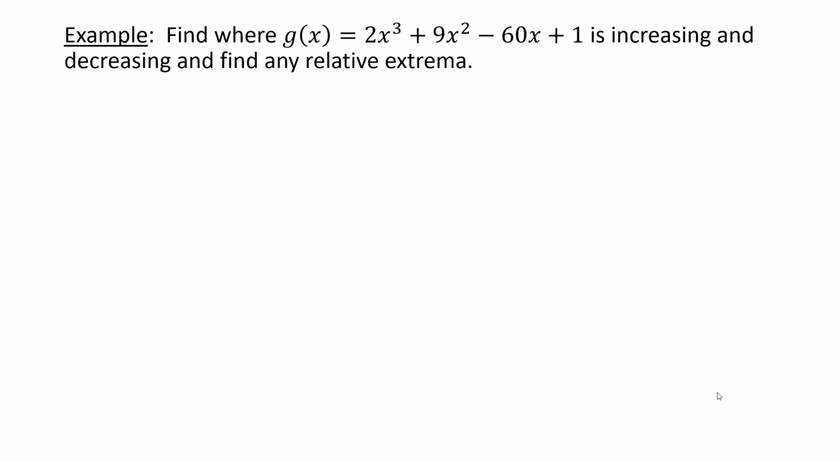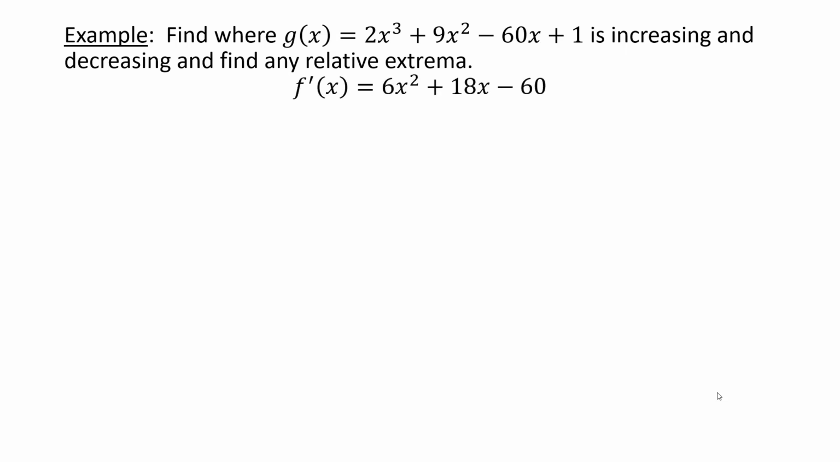Let's find where g of x equals 2x cubed plus 9x squared minus 60x plus 1 is increasing, where it's decreasing, and find any relative extrema. So we'll go through that 5-step process again. Step 1, we'll find those critical values. So we're going to need to find our derivative.